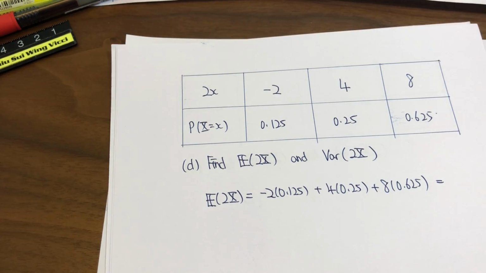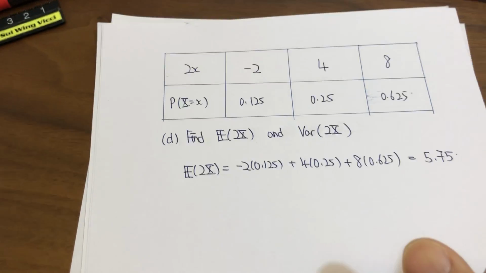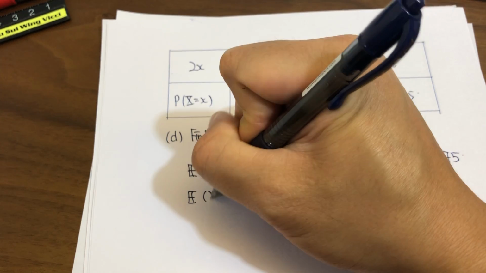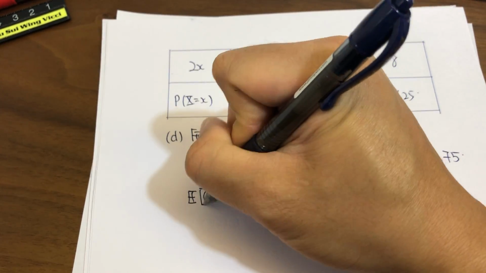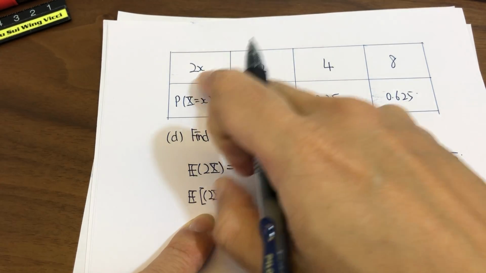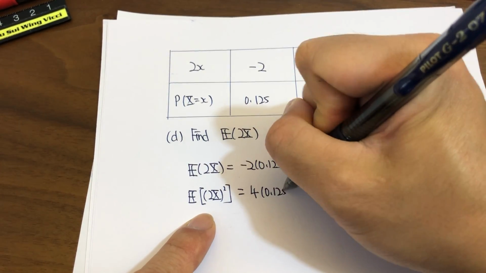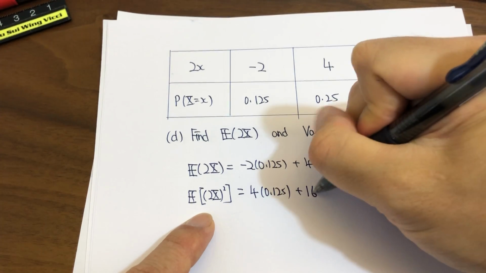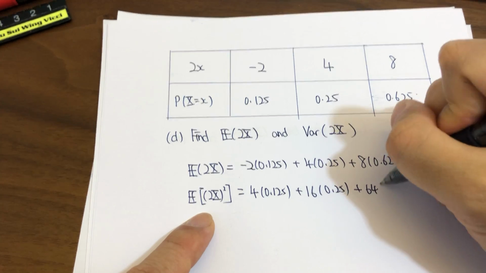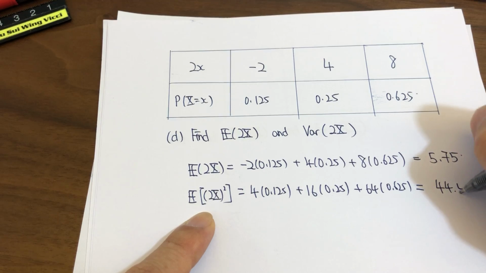So first of all, we have 5.75. And then, in order to find the variance, we need to find the expected value of 2x squared. So we need (2x) squared. -2 squared becomes +4, times 0.125. 4 squared becomes 16, times 0.25. And 8 squared becomes 64, times 0.625. And the result is 44.5.